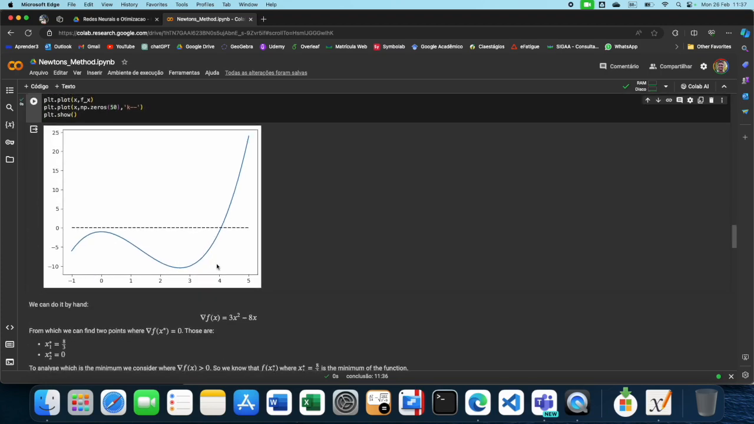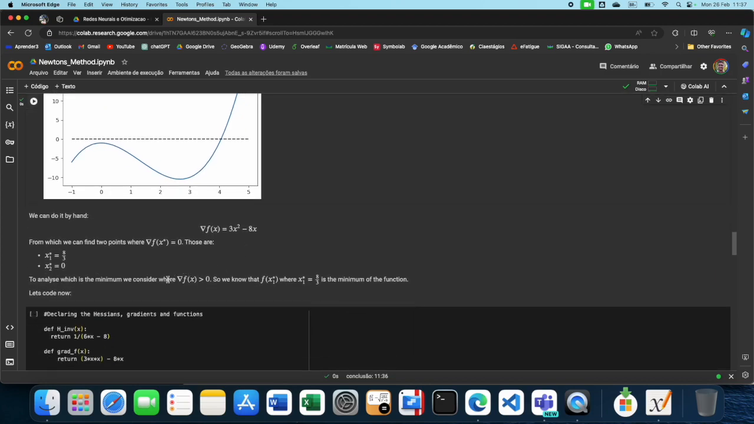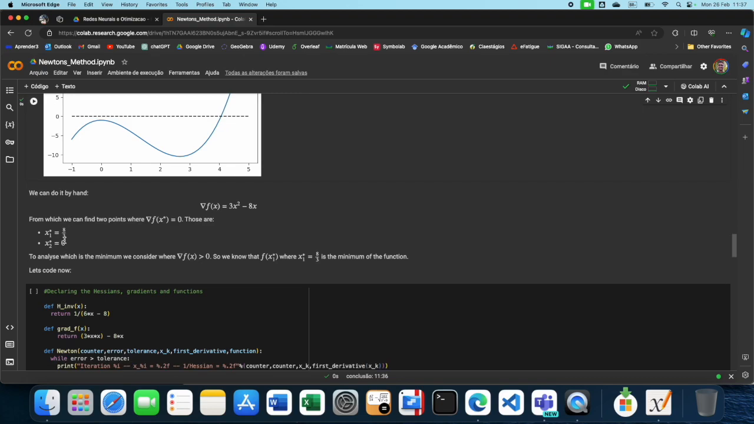So with this method, we have to pay attention to the point where we are starting the method. If we start right here, the method is going to find this point here, but this is not the minimum of the function. If we start here, the method is going to find our minimum. So let's see. By hand, we can do it, and find the gradient of f. We can find that this point here is the minimum, 8 divided by 3. This point here is the minimum of the function.